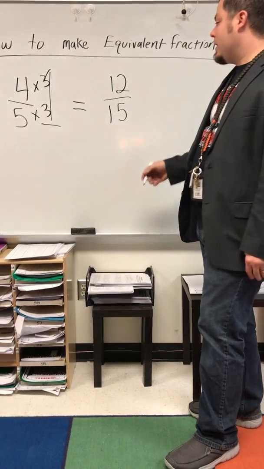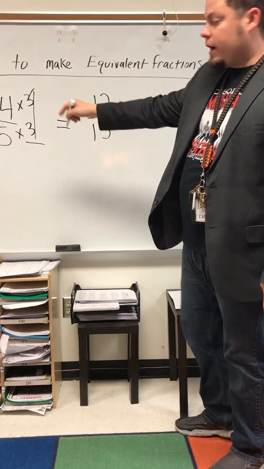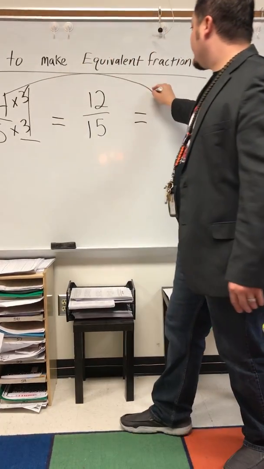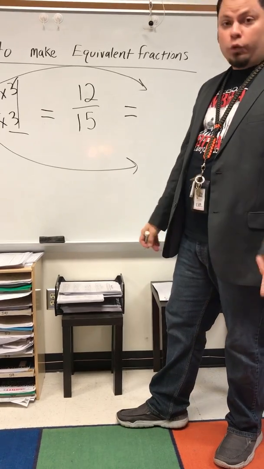Let's say I want to do that again. I can come back to my 4/5, which is my reduced fraction, and let's say I pick another number. So let's say I want to do times 5. So a rule of 5.